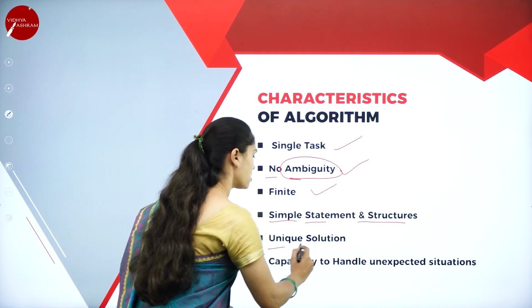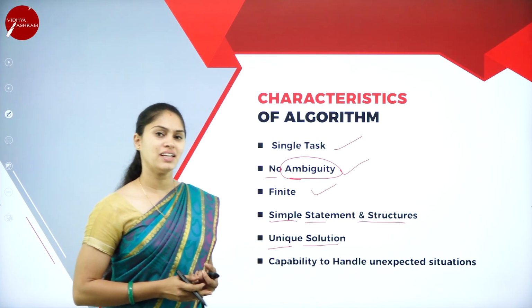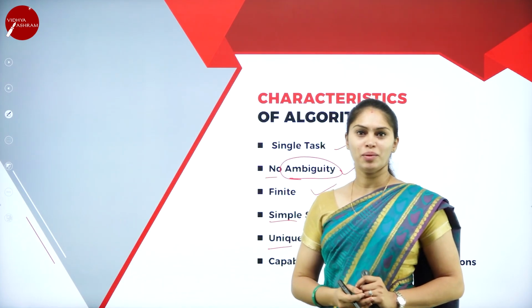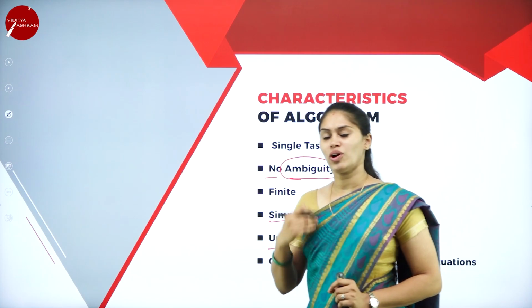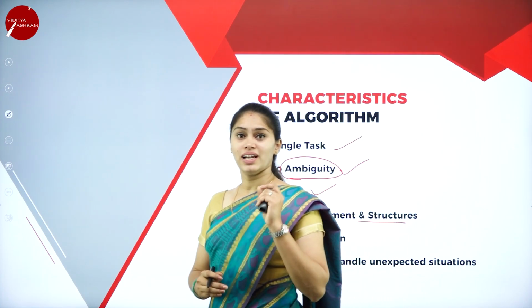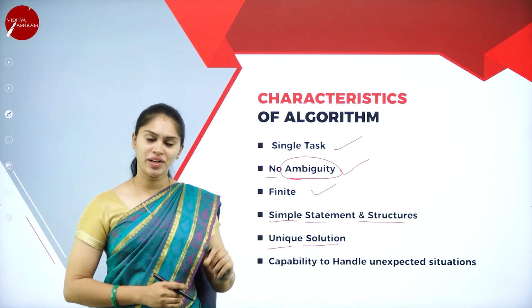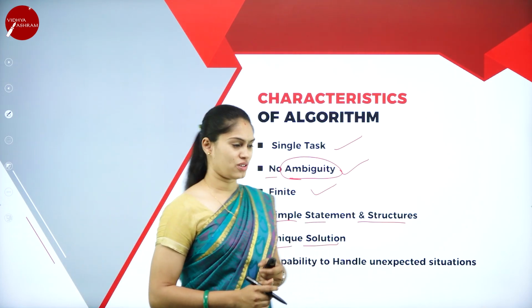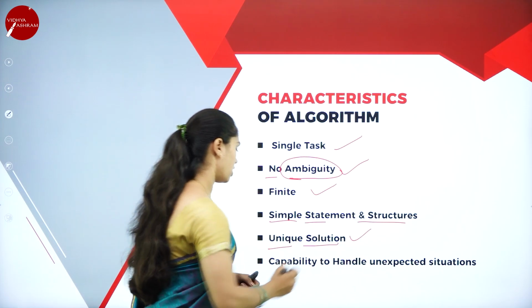Then unique solution. Why are we writing an algorithm? I am designing an algorithm in order to solve a problem. So at last, what must be the last thing? It has to lead to a unique solution. Unique solution in the sense that it has to give me the desired output.